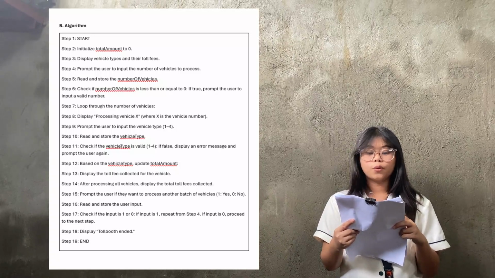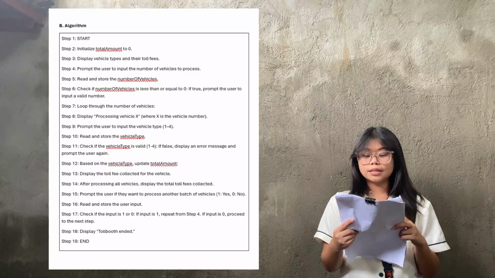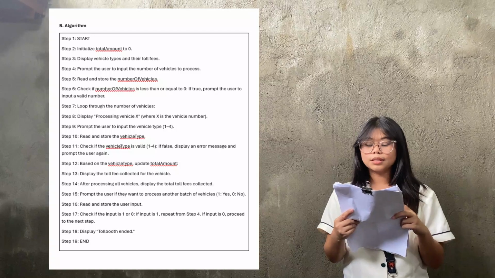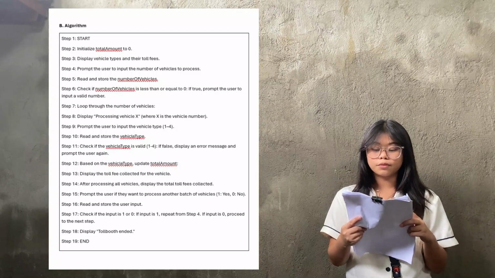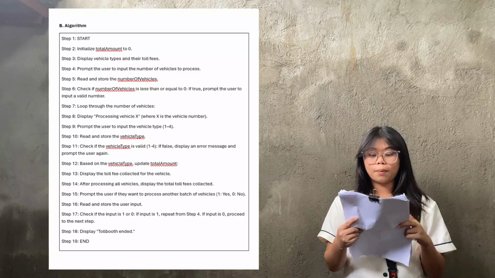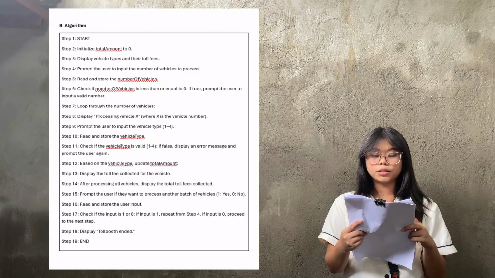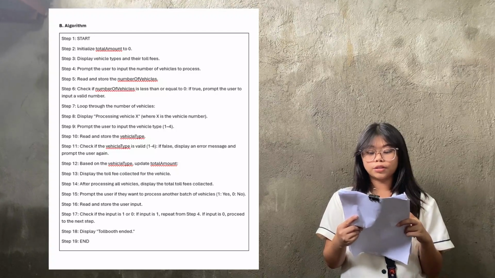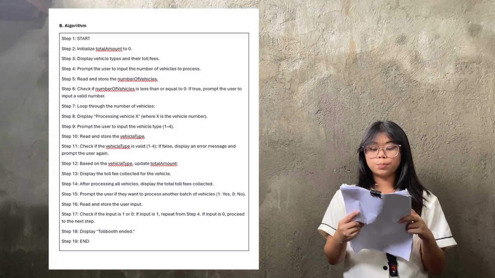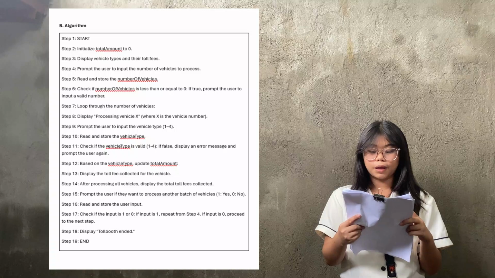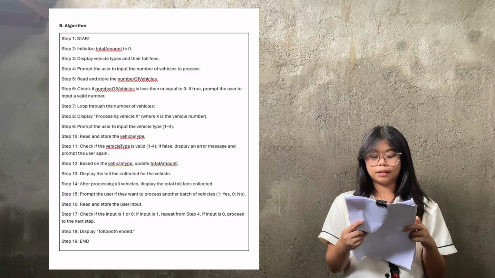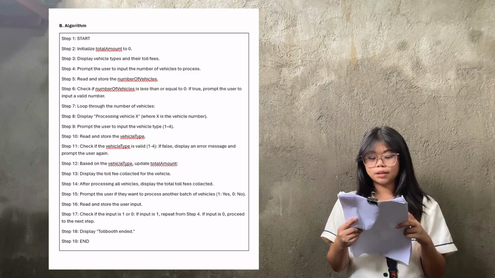Step 16. Read and store the user input. The system reads the user's decision. Step 17. Check if the input is 1 or 0. The system checks if the user entered 1 or 0. If the user enters 1, it will loop back to step 4 to process another batch of vehicles. If the user enters 0, it moves to the next step. Step 18. Display toll booth ended. The system displays a message indicating that the toll booth process has ended. Step 19. End. The algorithm ends and the program terminates.